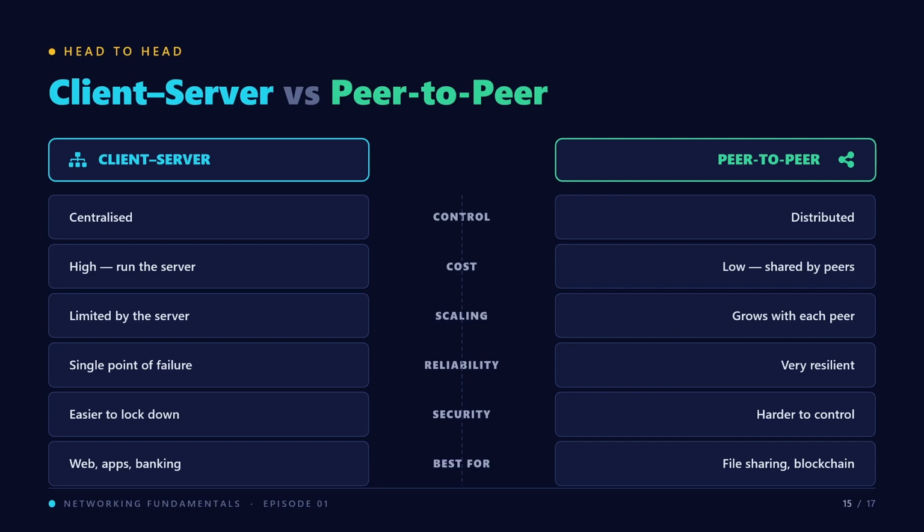And the key takeaway is neither one is better. There are trade-offs. Most apps use client-server architecture because it's easier to control and secure. P2P shines where you specifically don't want a centralized authority.